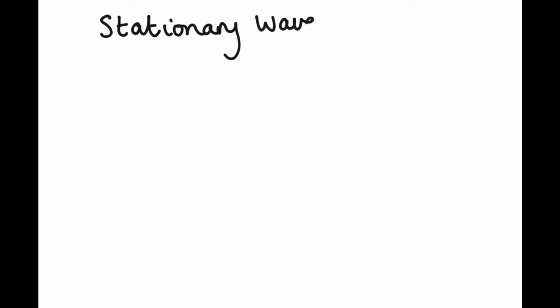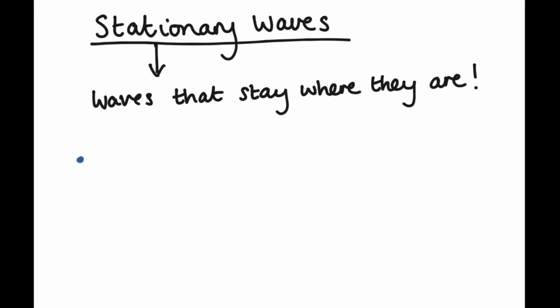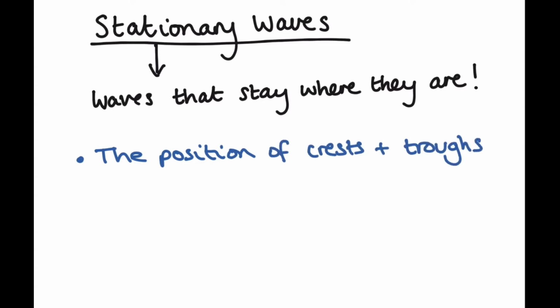Today we're going to be looking at stationary waves. Stationary waves are different to progressive waves in the fact that the position of the crests and the troughs of stationary waves does not move. So these waves stay where they are. They don't actually transfer any energy from one place to another.